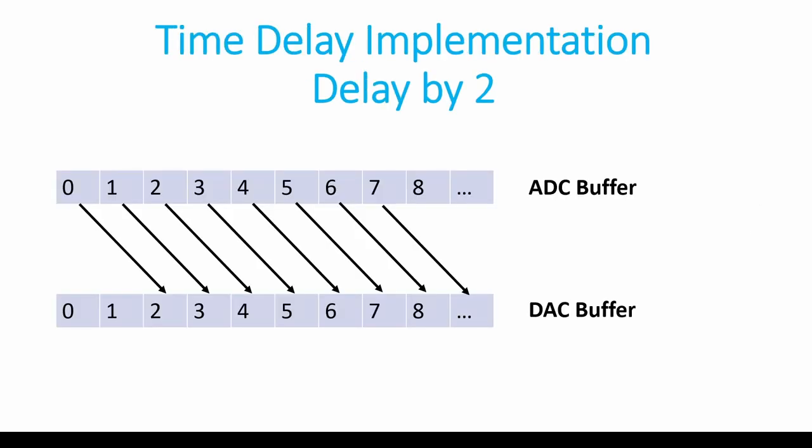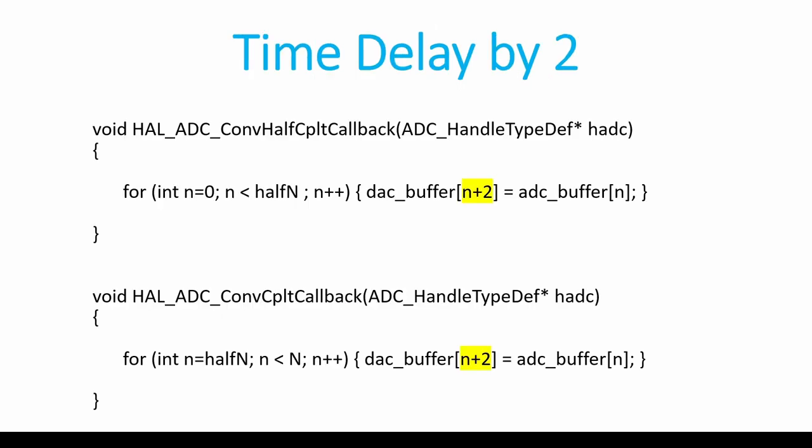In its simplest form, a delay is just a shift that occurs when we move data from the ADC buffer to the DAC buffer. For this example, I will walk through the implementation of a delay by 2 and then abstract this to generalize any delay. The simplest way to implement the delay is to increment the DAC buffer index by 2 while we write the data from the ADC. However, this solution, as nice as it is, is not complete.